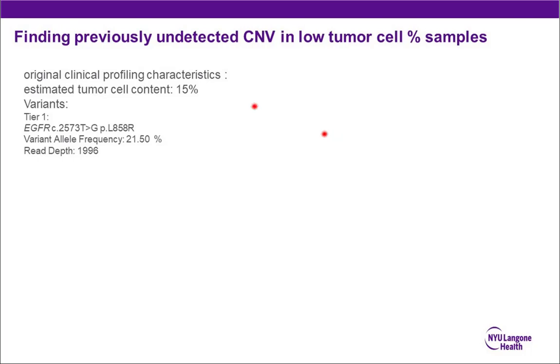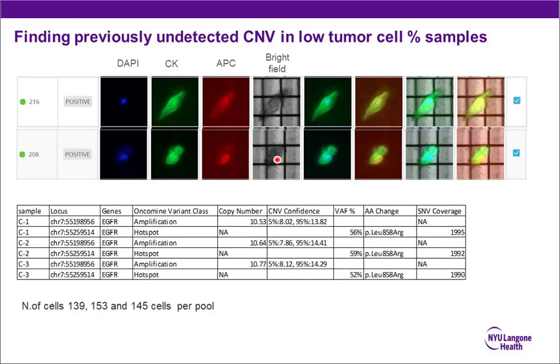So this is an example of a case that we knew had an exon 21 L855R mutation, and we knew its variant allele frequency was about 21%. And then this is what it shows on the imaging from the DEPArray. You can see these very pleomorphic cells, strongly positive for cytokeratin. And you can see here, again, we do everything in triplicate because it was a clinical validation. You don't have to do it. You can see it's very reproducible.